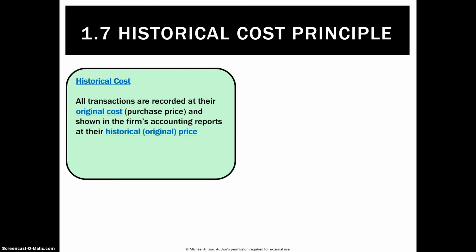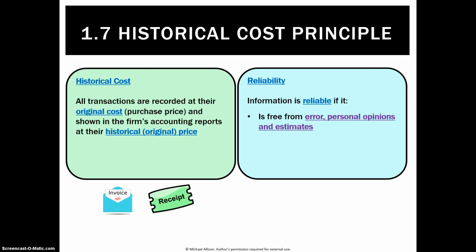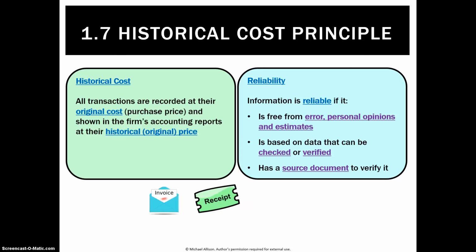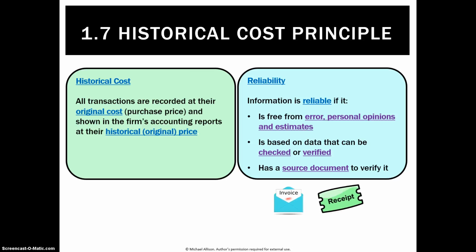Looking at that relationship, there's a definition of historical cost on the left. We want to record things at the price we paid, and therefore we'll have documents. We'll have invoices, receipts, and so on. That actually helps ensure reliability. Reliability says no estimates, no errors. That means that we need to be able to check or verify things, and that means that we need a source document to verify it. So historical cost and reliability go hand in hand, and each supports the other.